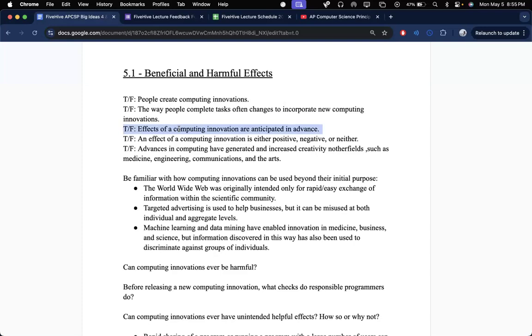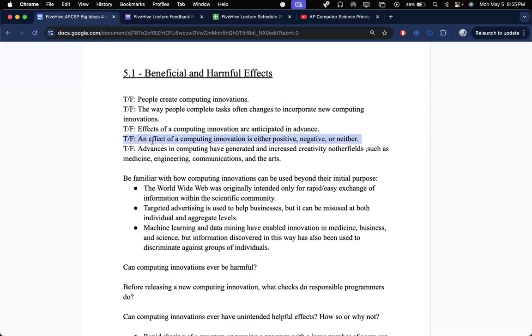So, true or false, effects of a computing innovation are anticipated in advance. I know, right? ChatGPT can never get a math problem, right? False. Yeah. So this one is kind of a tricky one, right? Not all effects are going to be anticipated in advance, right? So there could be a new kind of unintended consequence of a computing innovation that we need to take into consideration, right? So that's something that we need to know. That's what you meant? Great, perfect. Yeah, some can, right?